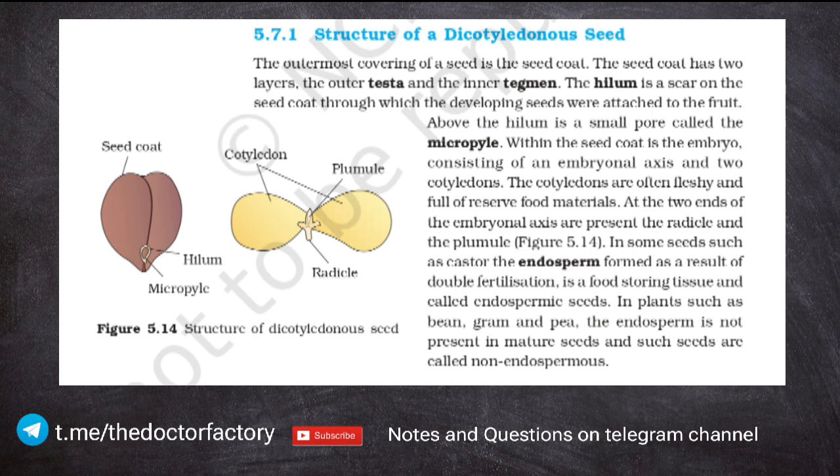Within the seed coat is the embryo consisting of an embryonal axis and two cotyledons. The cotyledons are often fleshy and full of reserve food materials. At the two ends of the embryonal axis are present the radicle and the plumule. In some seeds, such as castor, the endosperm formed as a result of double fertilization is a food storing tissue. In plants such as bean, gram and pea, the endosperm is not present in mature seeds and such seeds are called non-endospermous.